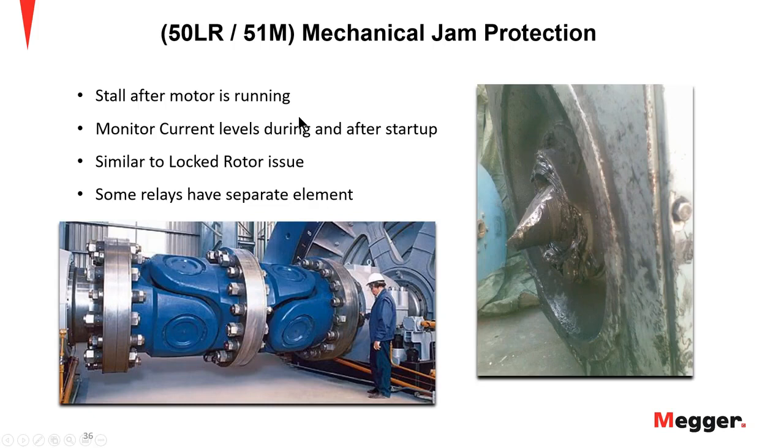Mechanical jam protection serves to protect the motor during sudden rotor blocking and allows for a quick motor shutdown. Now, the motor can stall when the motor load torque exceeds the breakdown torque, and the speed of the motor goes to 0 or to a point below rated speed.